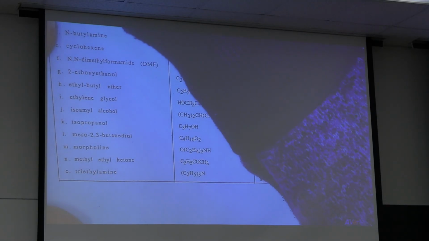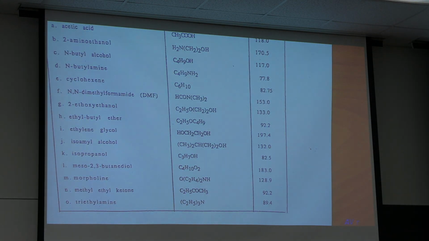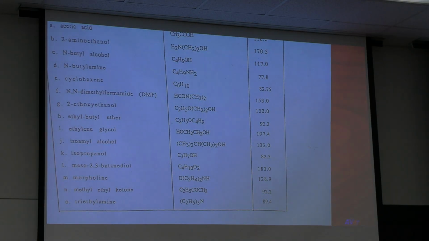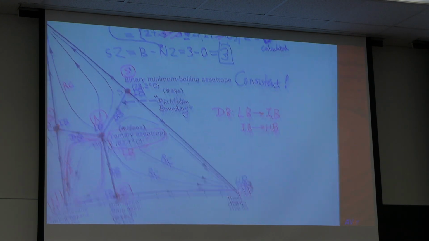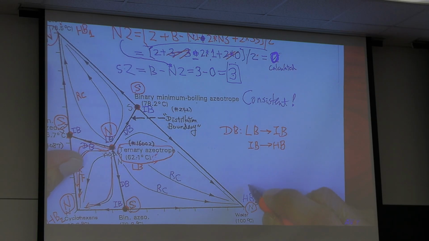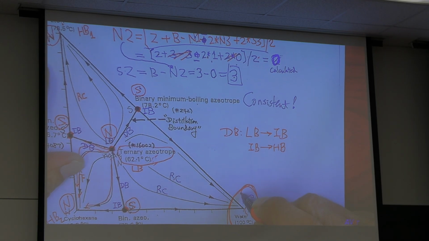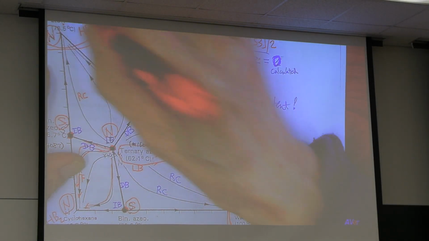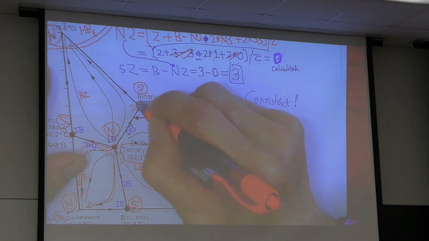All right, chapter 5, page 2. You know the famous water, ethanol azeotrope, 241 per headache. Water, ethanol, binary azeotrope.